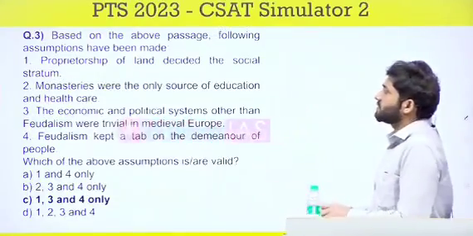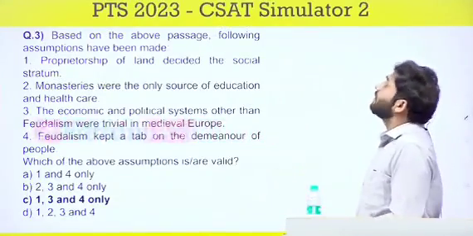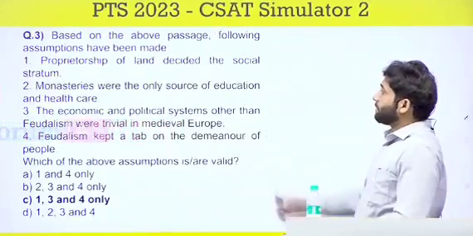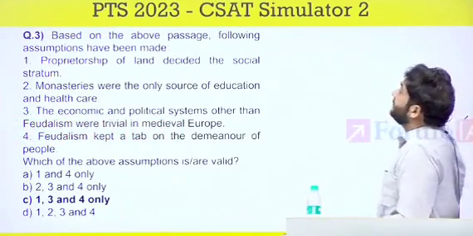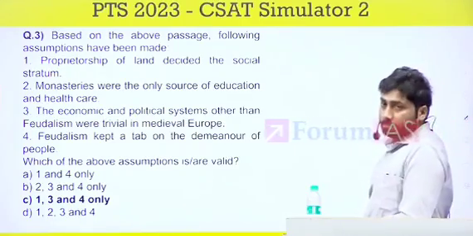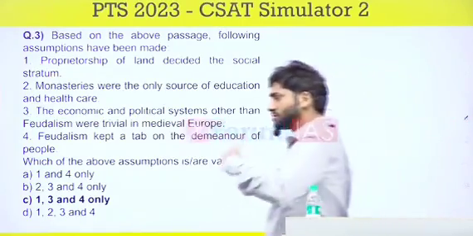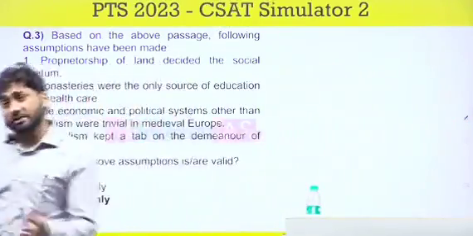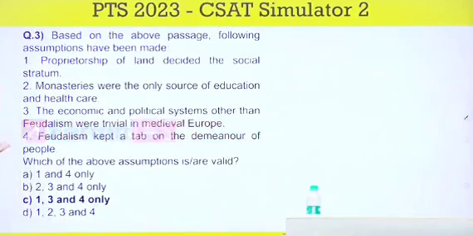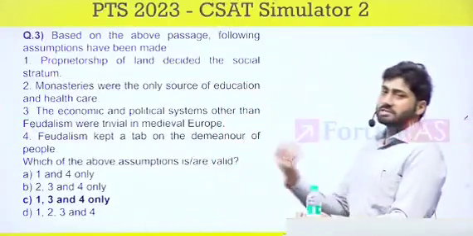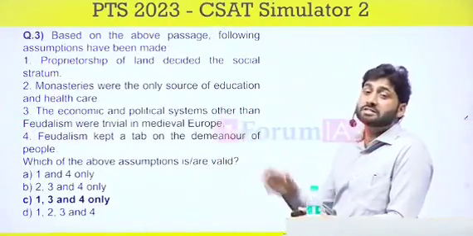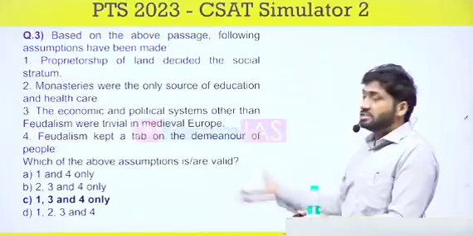Anyway, let's see the question. ये मुझे काफी direct लग रहा है. So now, anyway, options. Proprietorship of land decided the social stratum. Proprietorship, the ownership of land in the feudal society. So this is what is being discussed. The Roman Empire declined and the feudal society emerged. And what was the nature of that feudal society? That was explained in the passage. In that context, these options are given.